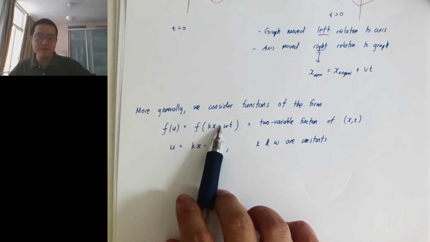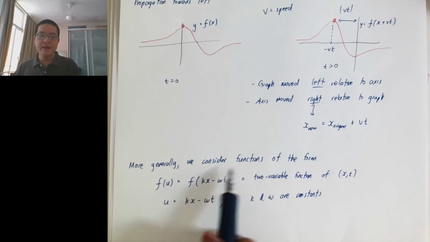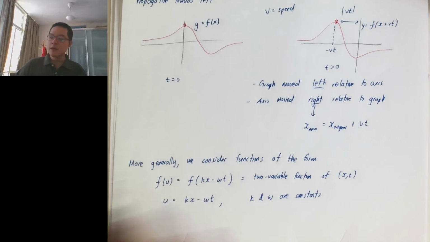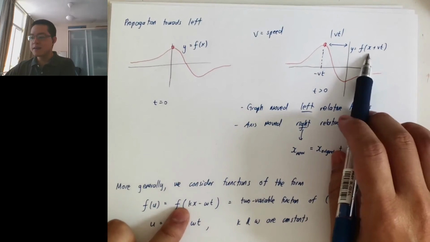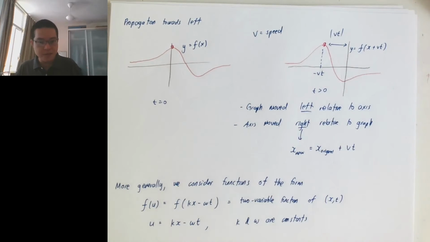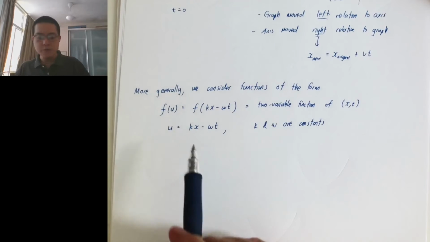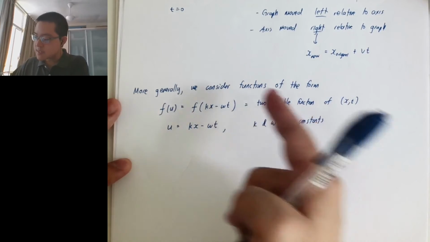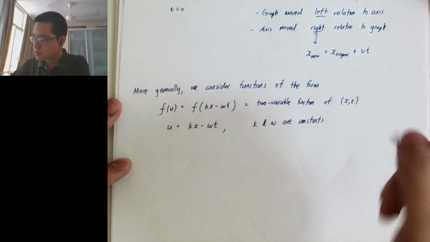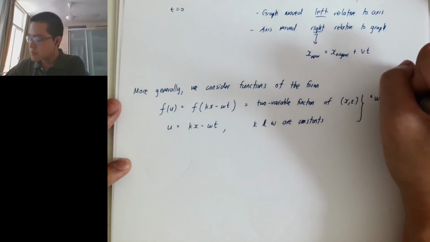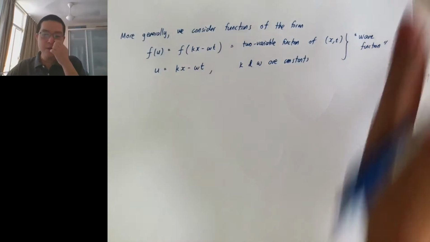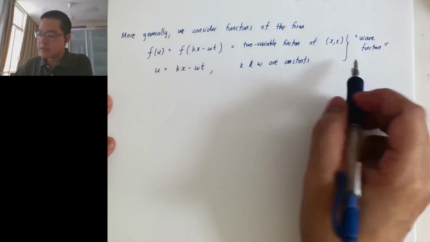If I have a minus sign, then I have the graph moving to the right. If this is a plus sign, I have the graph moving to the left. Everything is the same here, just that in this picture my k is equal to 1, but generally k can be any constant, so we will include the constant there. So how do we calculate the speed of the wave? This is a wave function. Wave equation usually refers to the differential equation, while this wave function describes a graph.